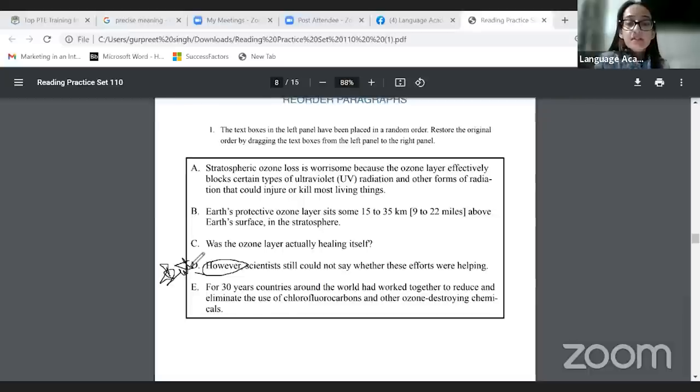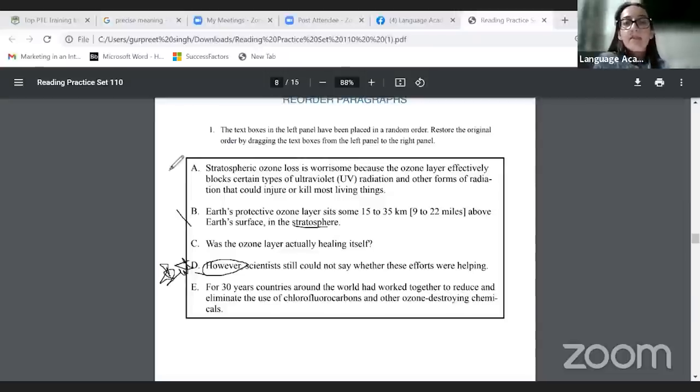So the first sentence is the definition. Earth's protective ozone layer sits some 15 to 35 kilometers above Earth's surface in the stratosphere. This is a simple fact. There's no problem, no advantage, no disadvantage, just a fact that there is an ozone layer at this many kilometers, above the Earth's surface, in the stratosphere. These sentences are called general sentences. That ozone layer, protective layer, is here. That's it. Now you start your story.